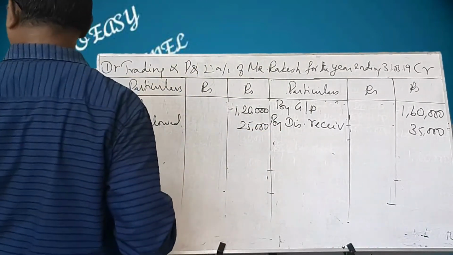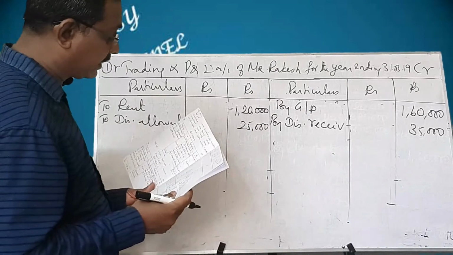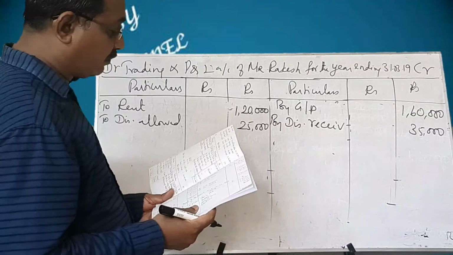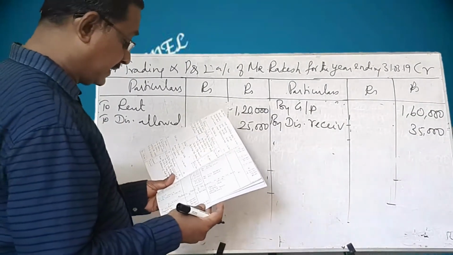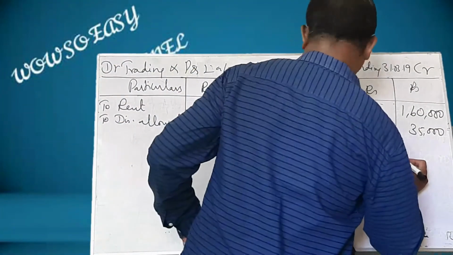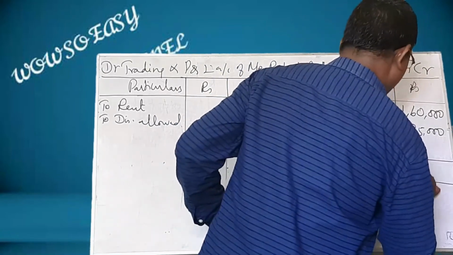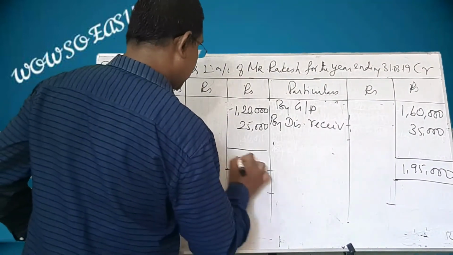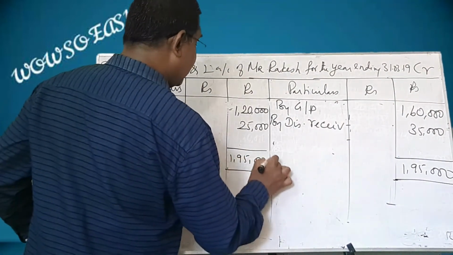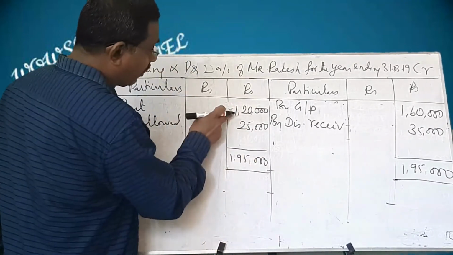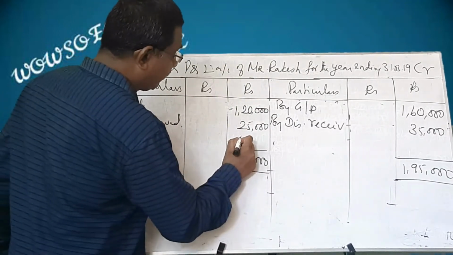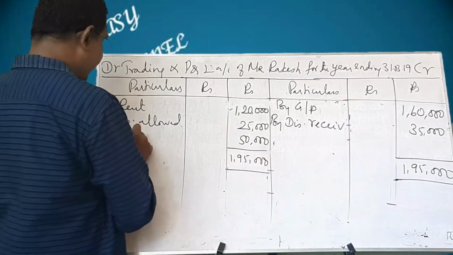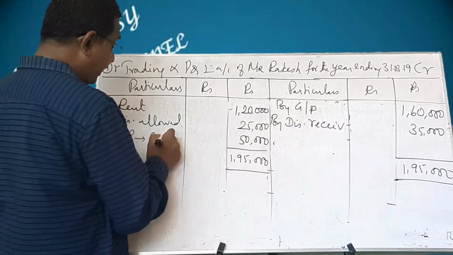And cash paid to creditors will not come here, cash received from debtors will not come here, drawings will not come here, cash sales will not come here, capital as on 4, that will not come here. We go for balancing these two. 1,95,000. When we subtract 145 from 195, we get 50,000. And this is the net profit, and this is transferred to capital account.